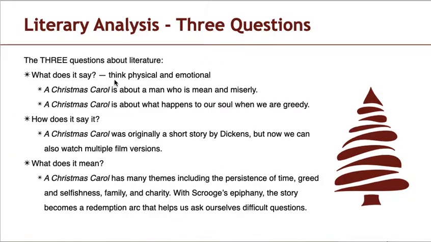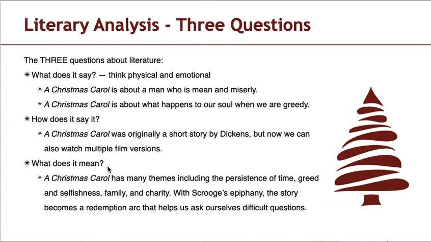What does it say? Think physical, like who's actually on the page, who's on the screen, but also think emotional or mental. A Christmas Carol is about a man who is mean and miserly. Yeah, we have him on that film. We have him on the page, and he's mean. But it's also about what happens to our soul when we're greedy. Like, emotionally, that's what's happened to this character. How does it do it? Well, in our case, it was originally a short story by Dickens, but now we can also watch it in multiple film versions. But what does it mean?